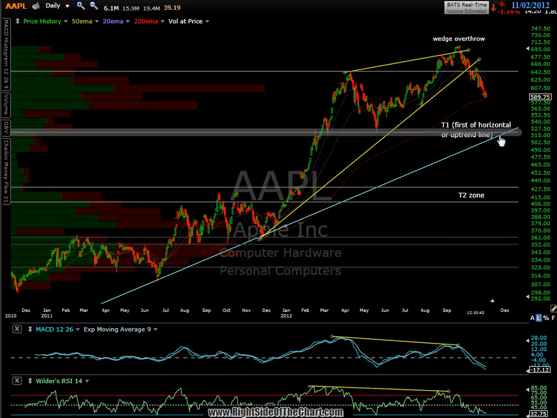My guess is we'll probably see prices come to this uptrend line first. And depending on where we go from there, we'll just have to take a look at how the markets look overall, how the charts on Apple look. I very well may extend T2 as my preferred target. At this time, my preferred target is only T1. So let's see what happens here with Apple.